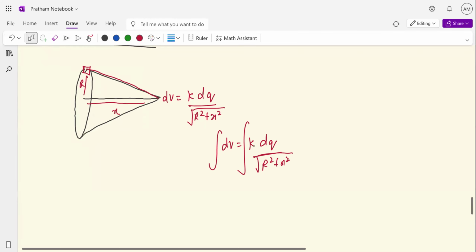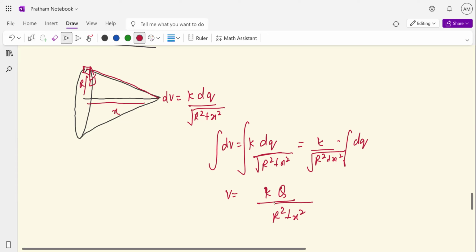Integrate it. When you integrate it, you can see that I'm just adding more charges. For each charge, the direction and the distance remain the same. So I can say it will be nothing but under root r square plus x square, dq. So finally we will be getting potential equals k q divided by under root r square plus x square.